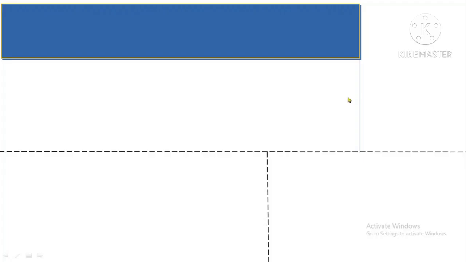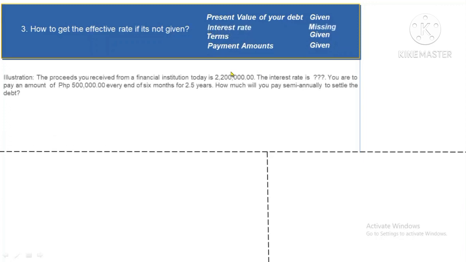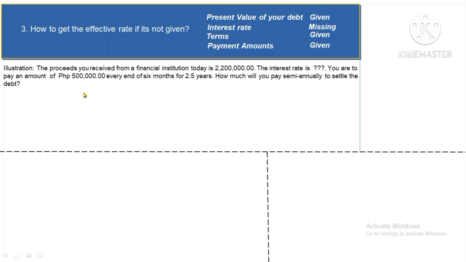Question number 3. The third question is how to get the effective rate if it's not given. To be specific, please assume that the present value of your debt is given, as well as the terms like the payment dates or the maturity term or the maturity dates, as well as the specific payment amounts. What's missing is the interest rate, just like this problem. The proceeds you receive from a financial institution today is 2.2 million. The interest rate is unknown. You are to pay an amount of 500,000 every end of 6 months for 2.5 years. How much will you pay semi-annually to settle the debt?